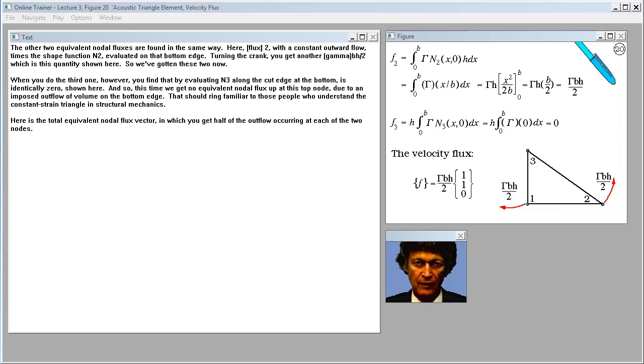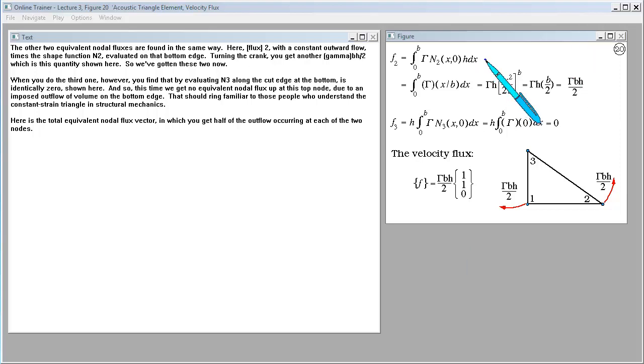The other two equivalent nodal fluxes are found in the same way. And here gamma 2, with the constant outward flow times the shape function N2 evaluated on that bottom edge. Turning the crank, you get another gamma BH over 2, which is this quantity shown here. So we've gotten these two now. When you do the third one, however, you find that by evaluating N3 along the cut edge at the bottom is identically 0, shown here. And so this time we get no equivalent nodal flux up at this top node due to an imposed outflow of volume on the bottom edge.